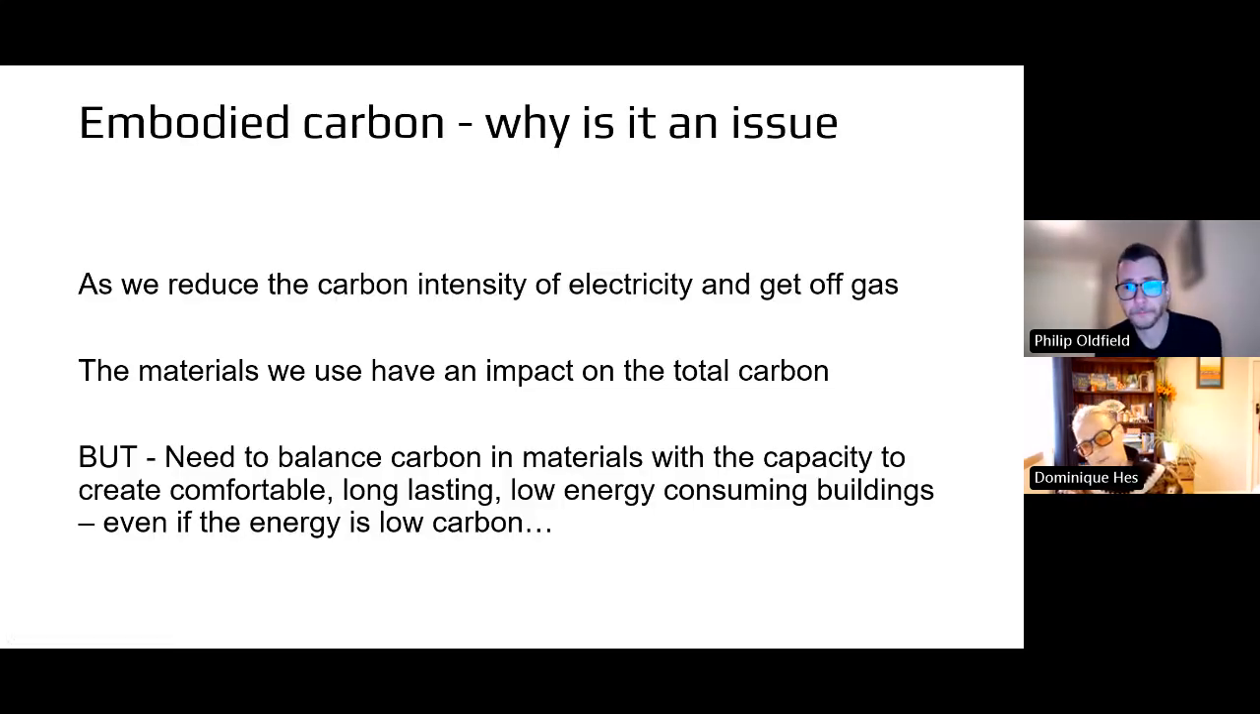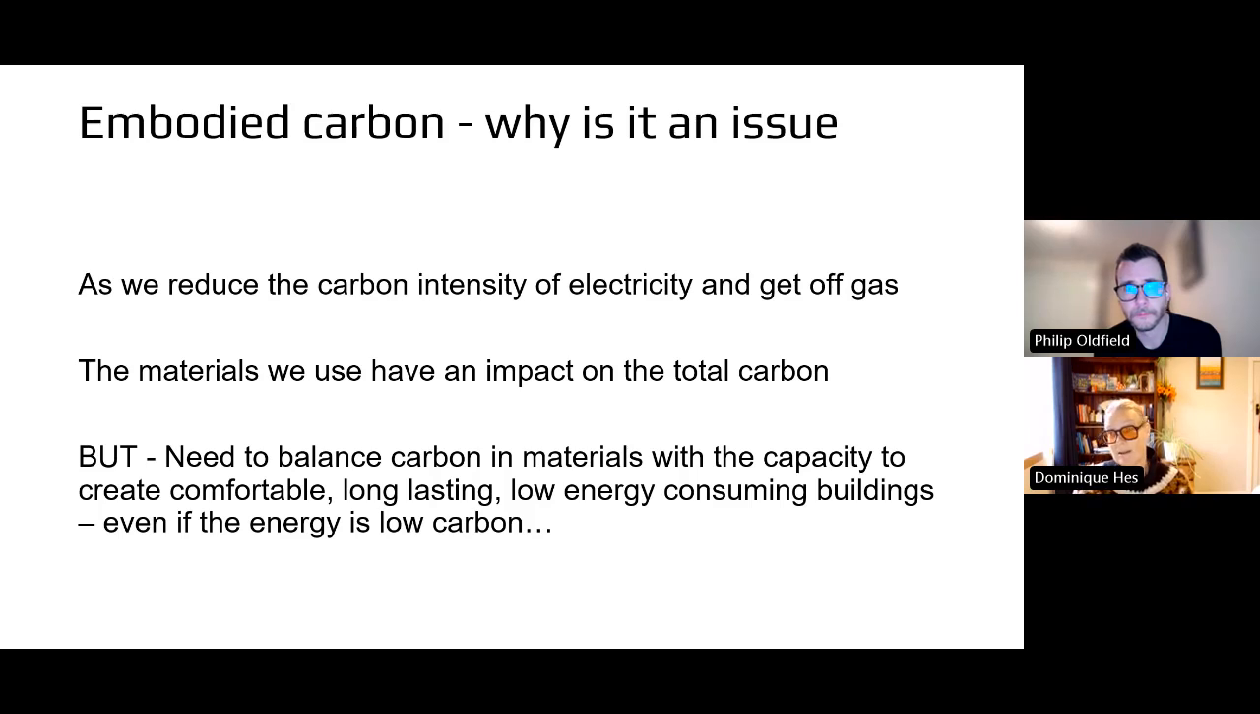So why are people talking about embodied carbon? Why is it an issue? Mainly it is that as we reduce the carbon intensity of the operational phase of our buildings, and I'll show you some images of that in a minute, the material use has a greater and greater impact. But we also need to balance the carbon in materials.